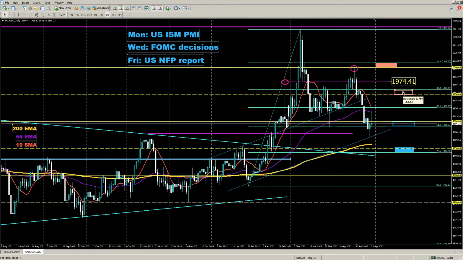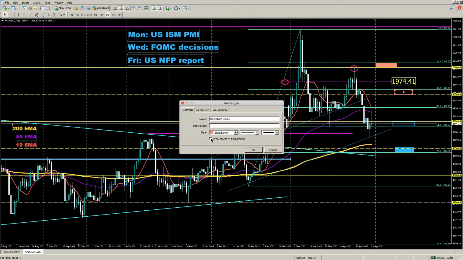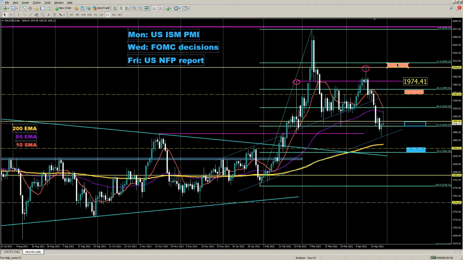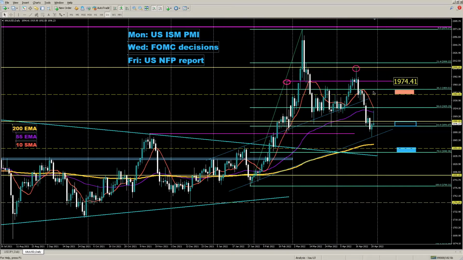This area now at the 1950 and the 38 FIB retracement is the next key resistance zone. And let's remove this one up here for now. Okay, and this actually did find some support from this previous swing high up here.